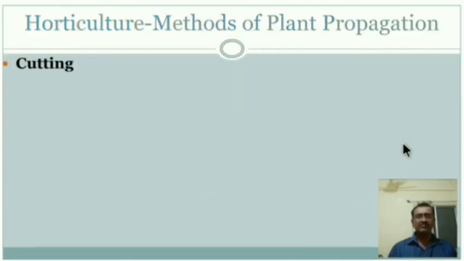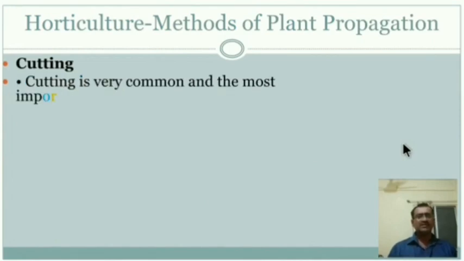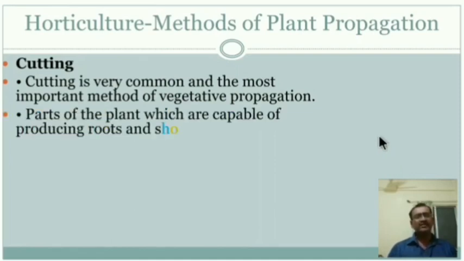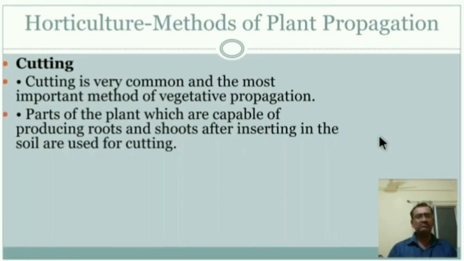What is meant by cutting? Cutting is a very common and the most important method of vegetative propagation. Here, the division of a portion of any plant organ, such as stem, root or leaf, used for vegetative propagation is called a cutting. Parts of the plant which are capable of producing roots and shoots after insertion in the soil are used for cutting.